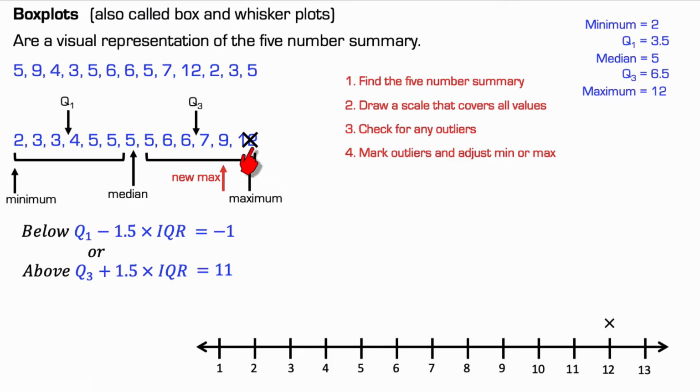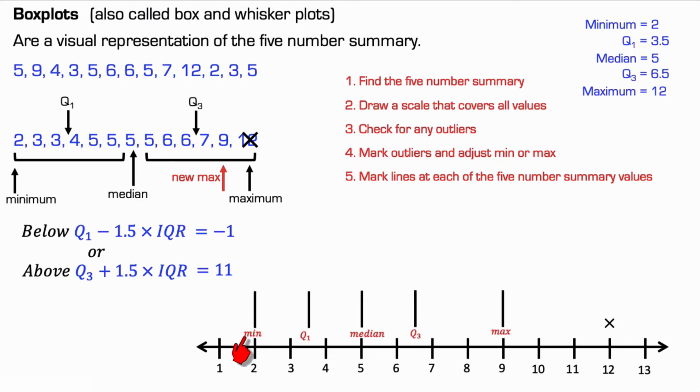I'm then going to adjust my new maximum. I'm going to cross out the 12. My new maximum becomes the next number that is not an outlier. So 9 is not an outlier, so I'm going to use it for my box and whisker plot as my new maximum. Now I'm going to mark vertical lines at each of these 5-number summary values, but the maximum will be my new maximum here. So I can see I've got a minimum at 2, my Q1 is at 3.5, my median is at 5, my Q3 is at 6.5, and my new maximum is 9, and I've got my outlier marked there as 12.